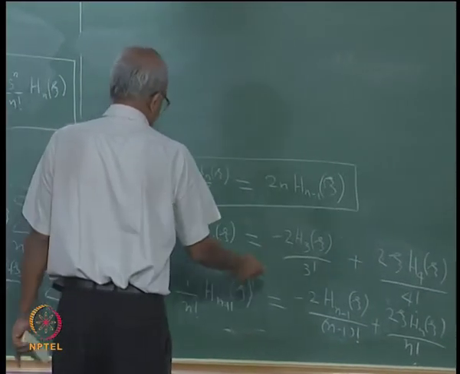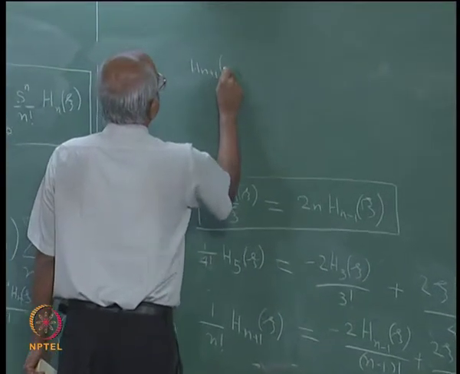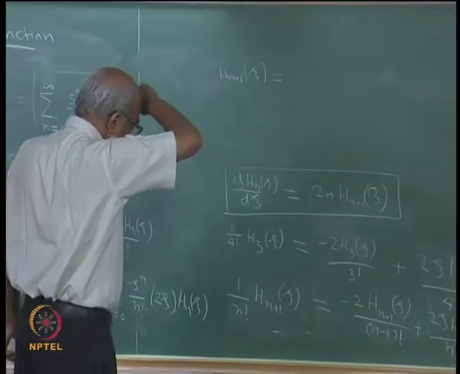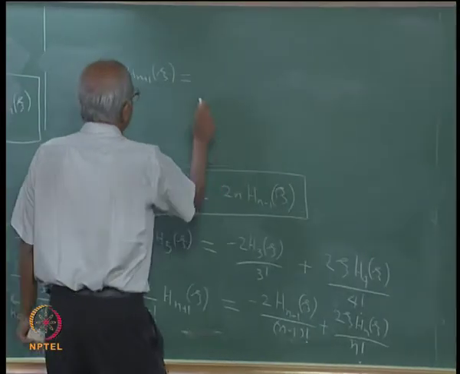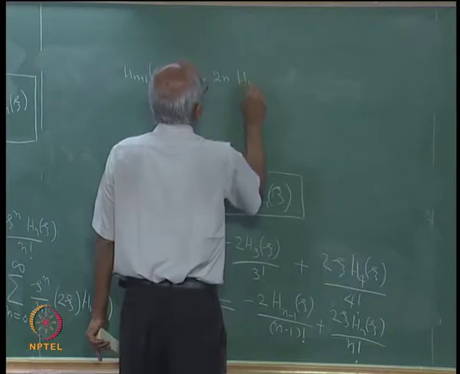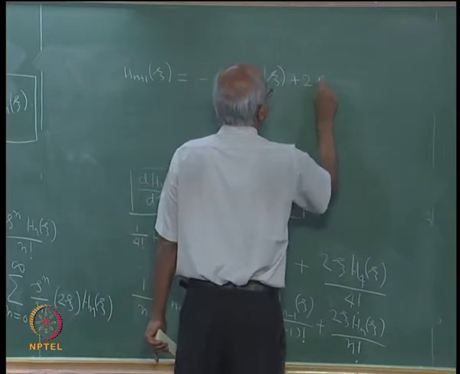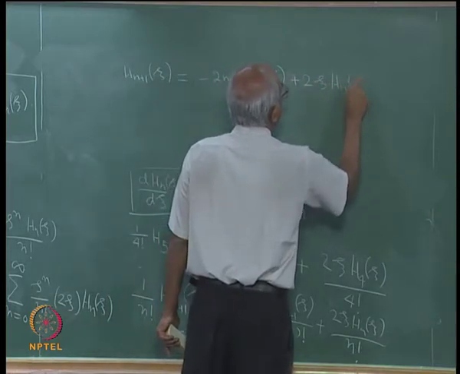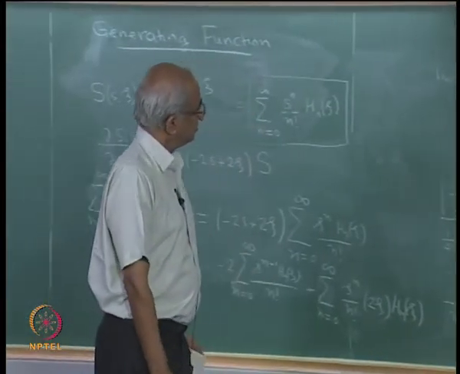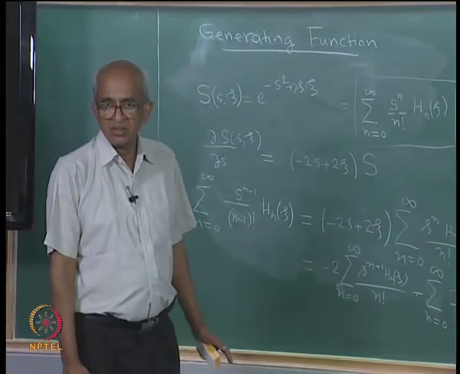So, if you multiply it throughout, the answer is going to be h n plus 1. c is equal to how much? Right.